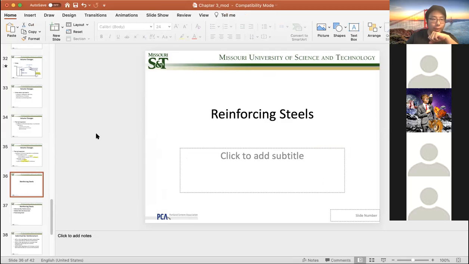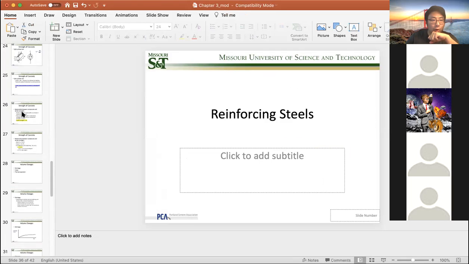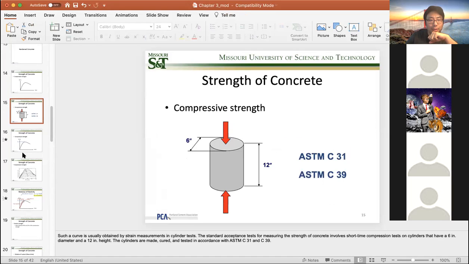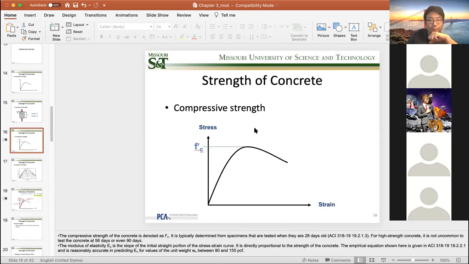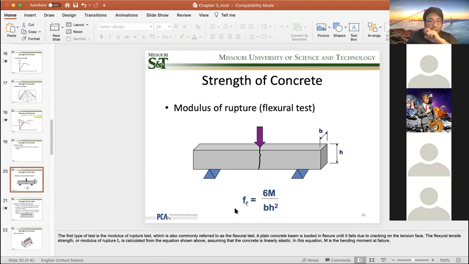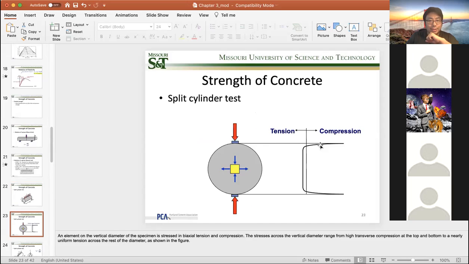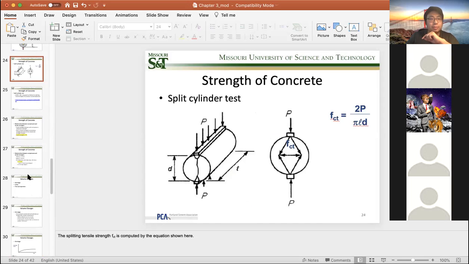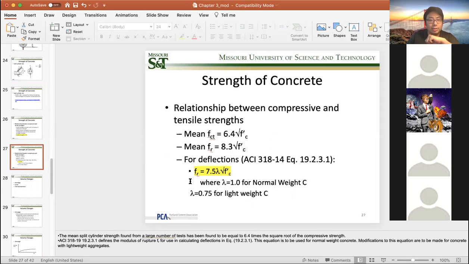So far, let's do a quick overview or quick recap. All you need to do when you get the concrete, okay? First, you do the compression test to get the f prime c. If you have the facility, you do the tensile test to get fr, modulus of rupture, or fct, the concrete cylinder split tensile strength, okay? If you don't have these ways to test the concrete, you use this equation, 7.5 lambda square root f prime c, to estimate the tensile strength from the compressive strength.